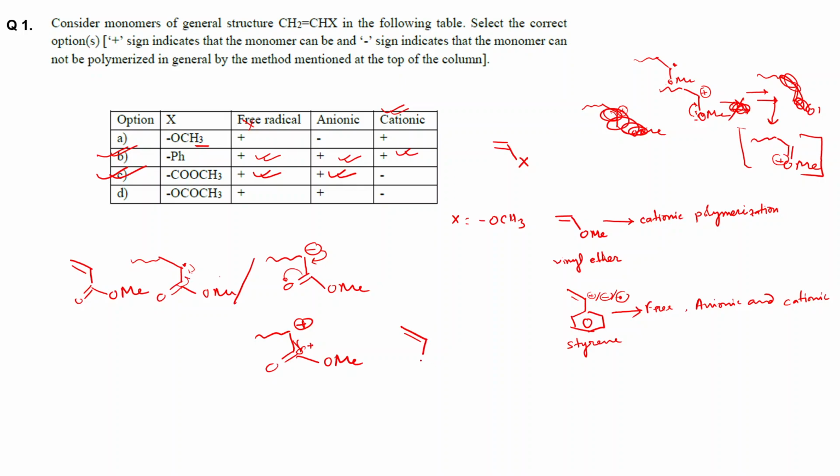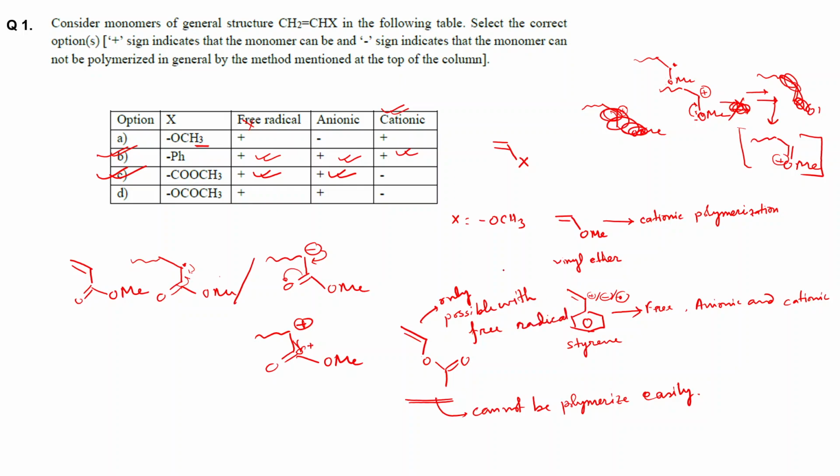However, in this case, this type of structure is present. It is very unstable, because it cannot be polymerized so easily. It is only possible with free radical. Anionic polymerization is not possible with this, and cationic is also not possible. So the only thing is free radical. But here it was stated that free radical and anionic are both possible, so it is incorrect. So option B and option C are correct.